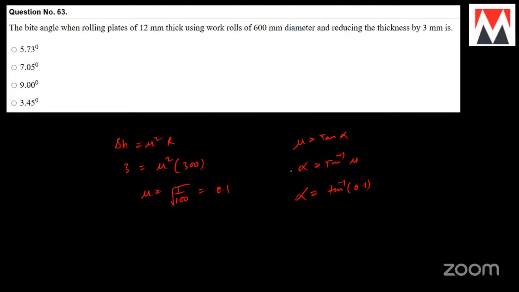For very small angles, you can say alpha is this one. But for tan inverse 0.1, let us see the value of tan inverse 0.1. What will it be? So tan inverse of 0.1, you get 5.71. Your alpha angle is 5.71 degrees. So your bite angle will be 5.73.